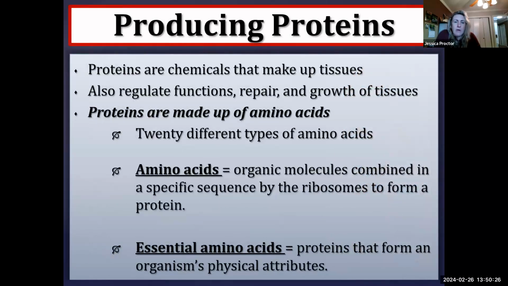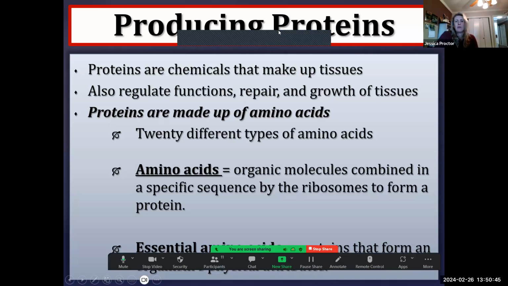Okay, so protein synthesis. So we care about protein synthesis because this is essentially how the ribosomes are going to read our genetic code. So proteins are essentially chemicals that make up our tissues. Proteins can also regulate functions, repair, and the growth of tissues.